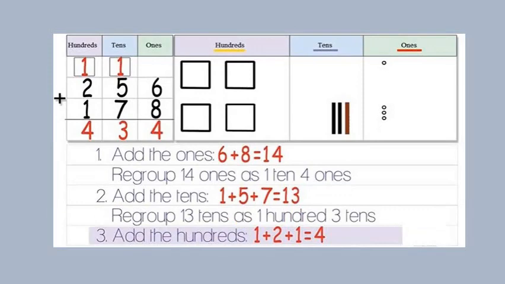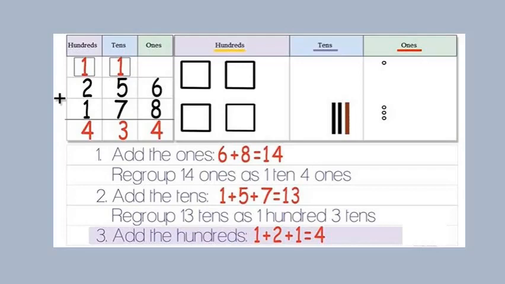As you can see in this example, we regrouped ones and we regrouped tens when we were adding 3-digit numbers. Shall I repeat it again? Perfect. I have two numbers, 256 plus 178. I start to add from ones. 6 plus 8 is 14.